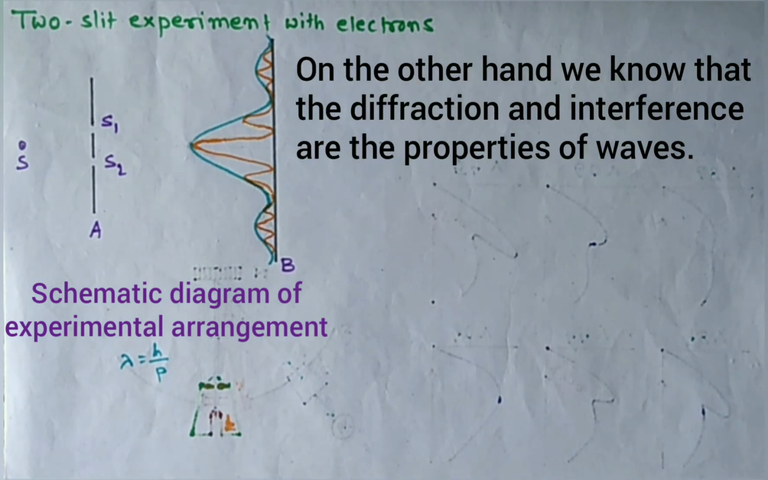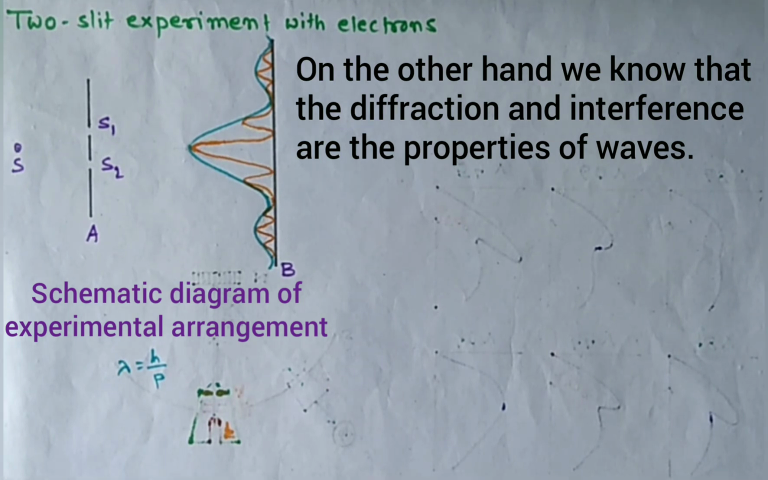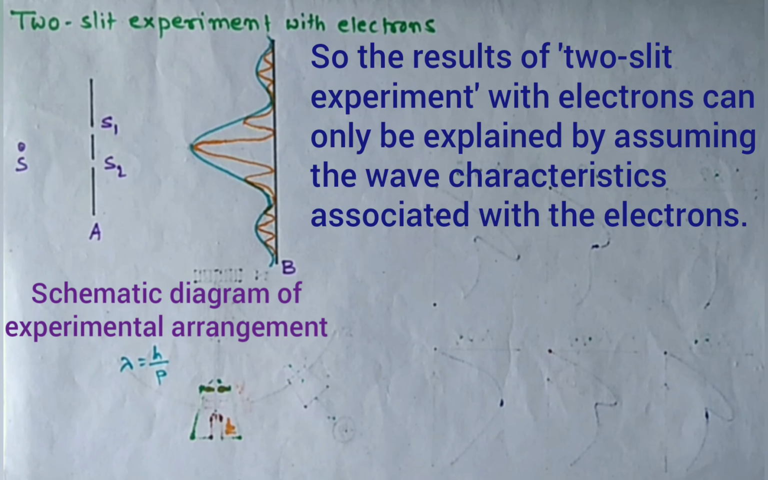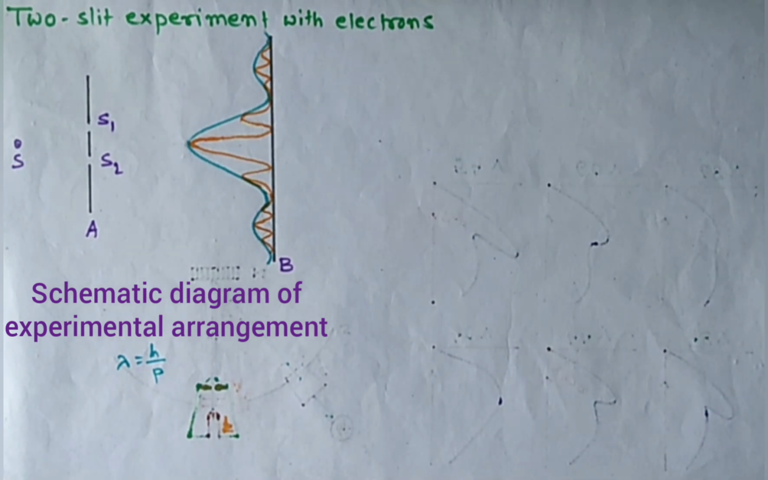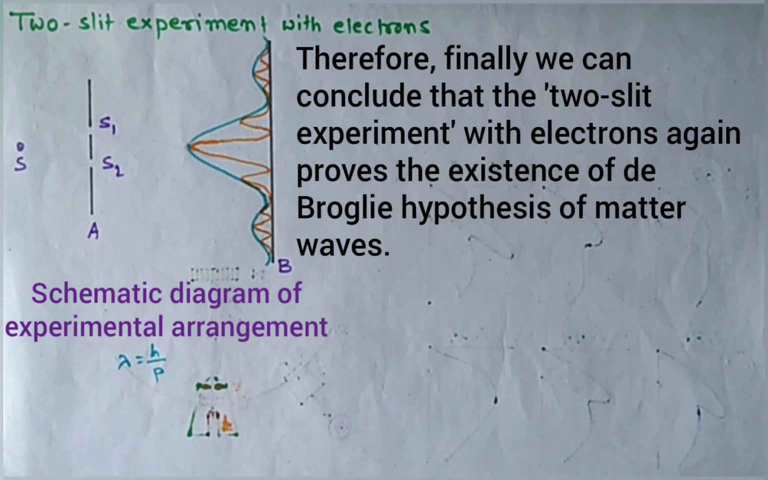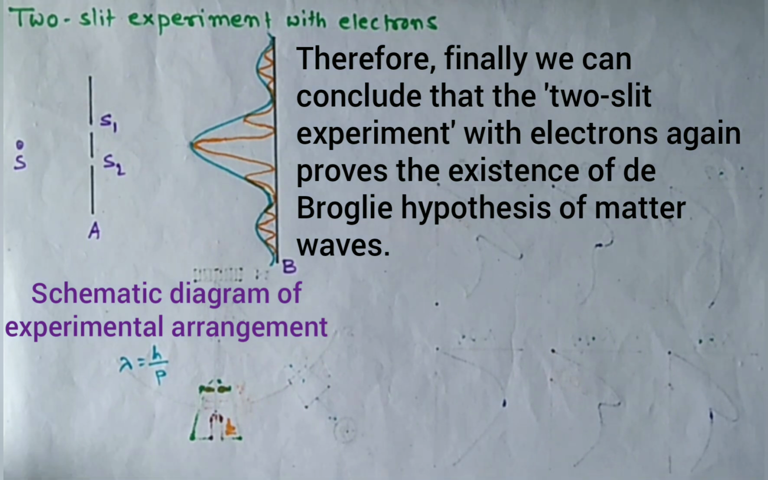On the other hand, we know that diffraction and interference are properties of waves. So, the results of the two-slit experiment with electrons can only be explained by assuming the wave characteristics associated with the electrons. Therefore, finally we can conclude that the two-slit experiment with electrons again proves the existence of the de Broglie hypothesis of matter waves.